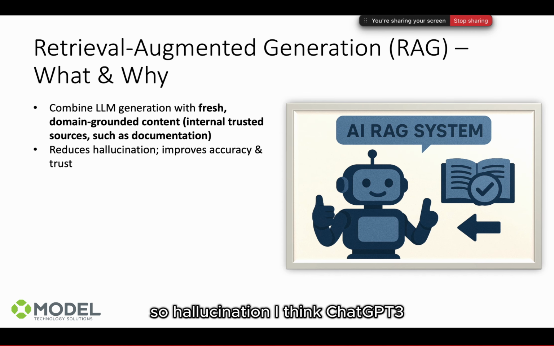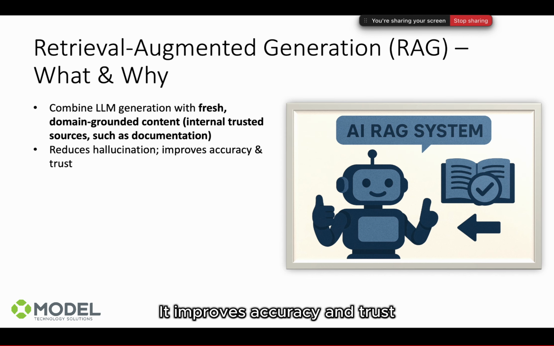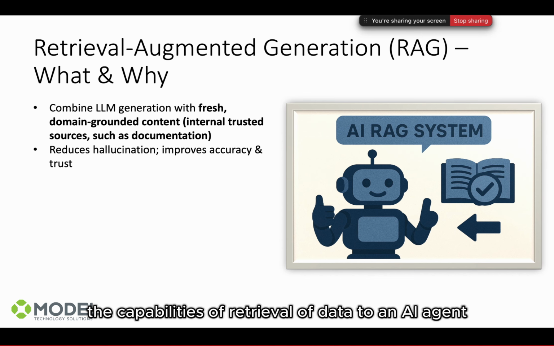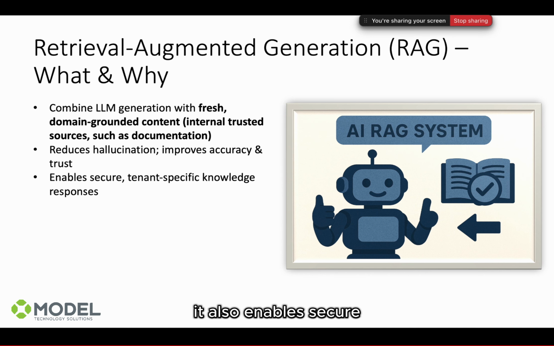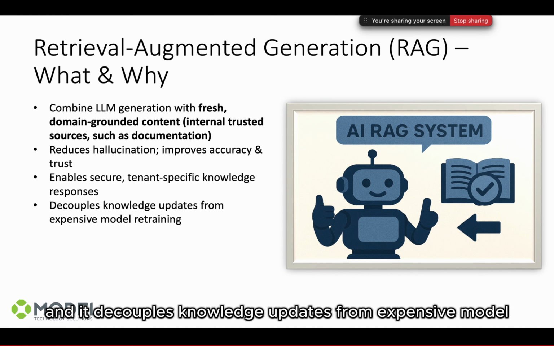So a hallucination, I think ChatGPT 3, if I'm remembering correctly, had a hallucination percentage of 30%. GPT-5 that's coming out soon is predicted to be less than 15% hallucinations. It improves accuracy and trust when you're entrusting the capabilities of retrieval of data to an AI agent. It also enables secure tenant-specific knowledge and responses, and it decouples knowledge updates from expensive model retraining.